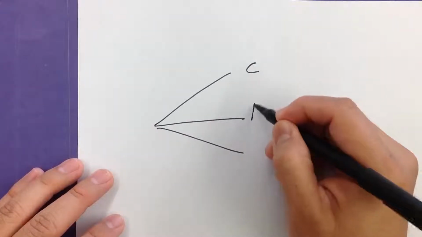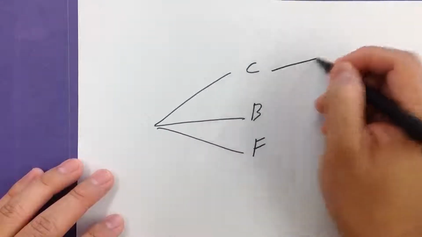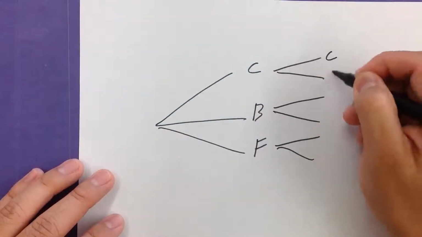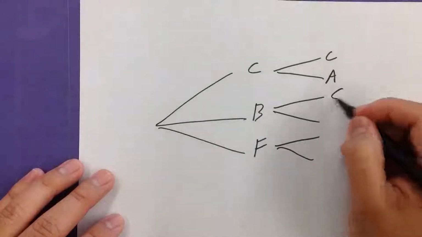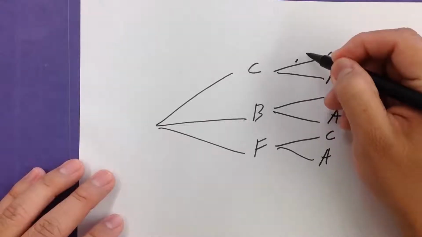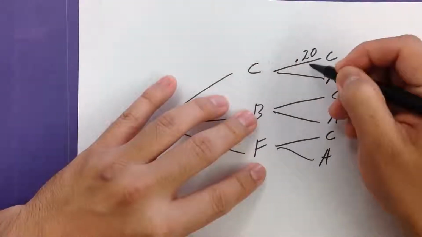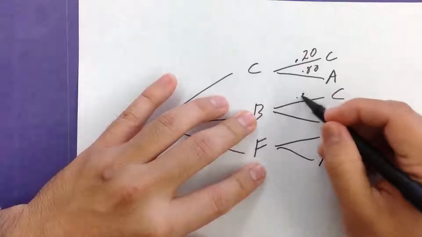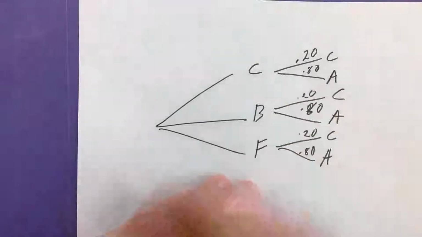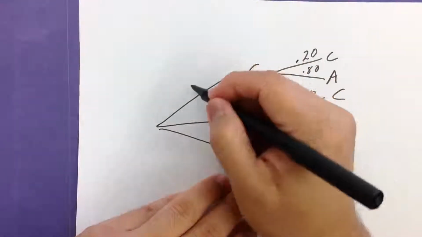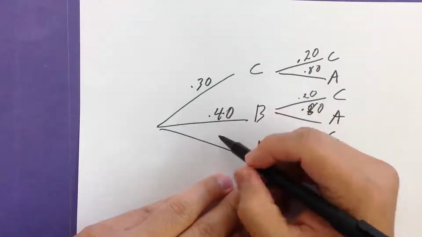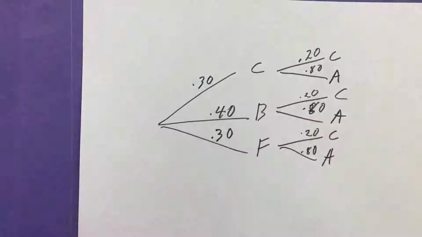So let's see, the chicken, beef, or fish, and then we have two desserts. Cherry and apple, something like that. And we have percentages attached to these. So this would be like 0.20, 0.80, 0.20, 0.80, 0.20, and then 0.80. And then for these ones, I'm just going to go ahead and give, alright, 30, 40, and let me see, those are 70, so another 30.